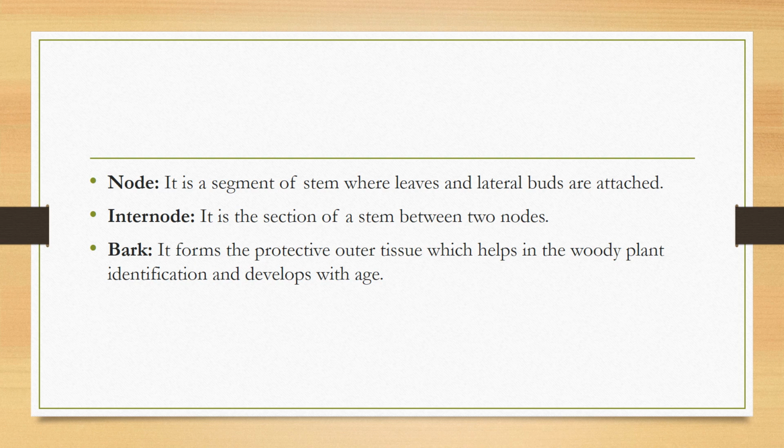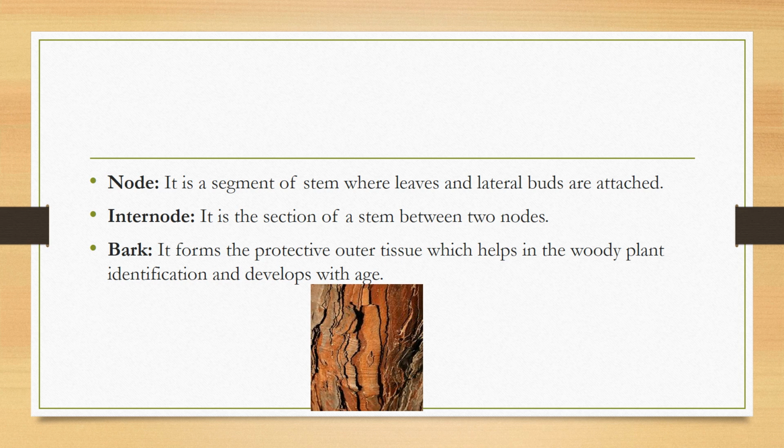Okay, what is a bark? Bark is a tissue, but it's an outermost layer. This outermost layer protects the stem, and it helps in identifying the woody plant, and it develops with the age. Okay, this is the bark.